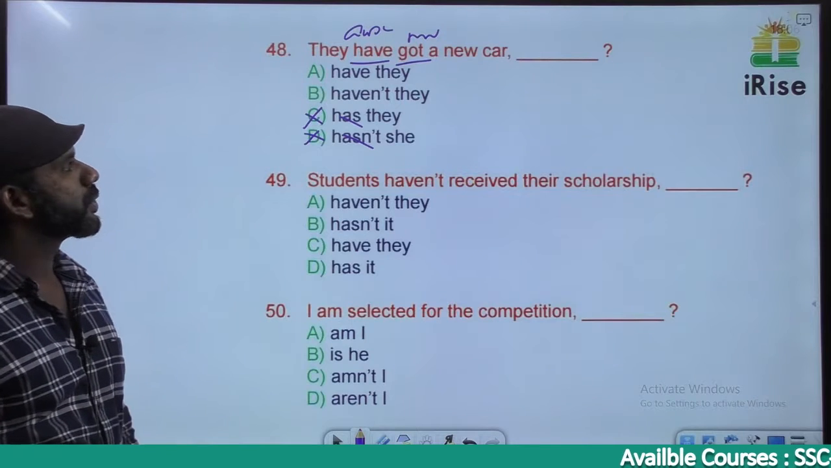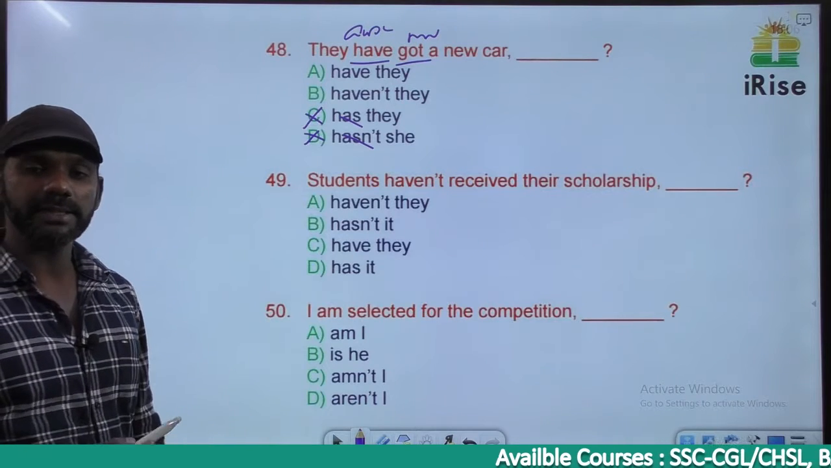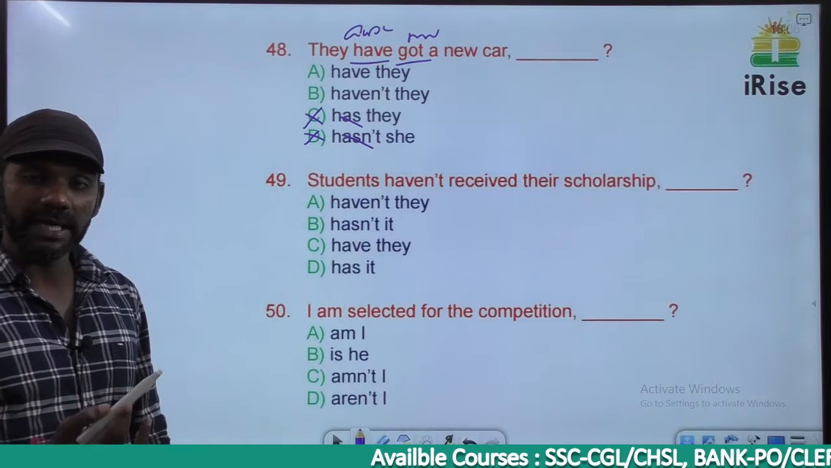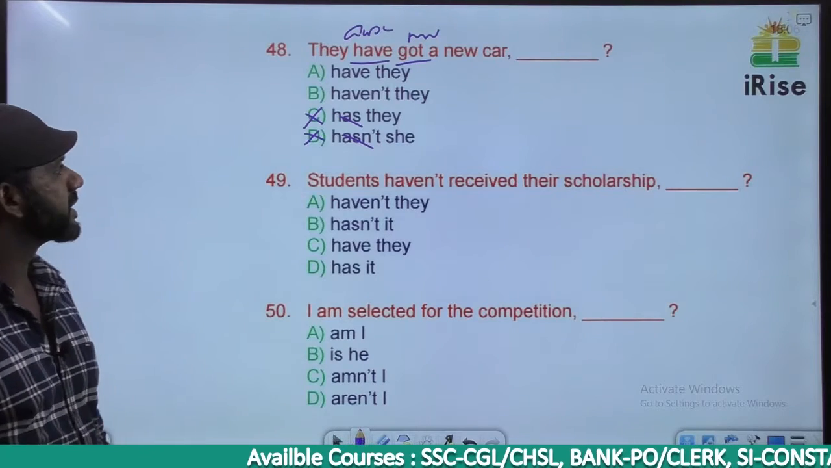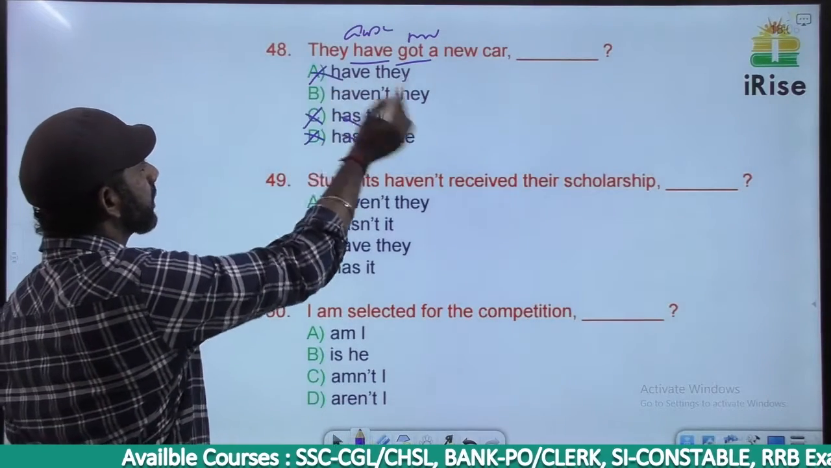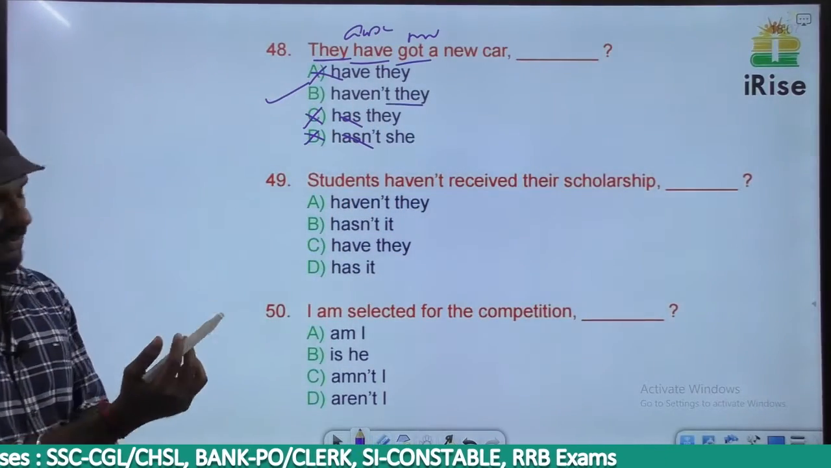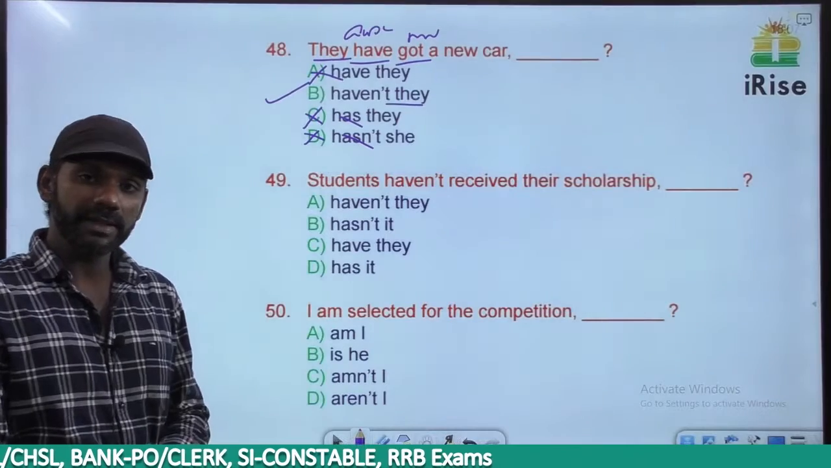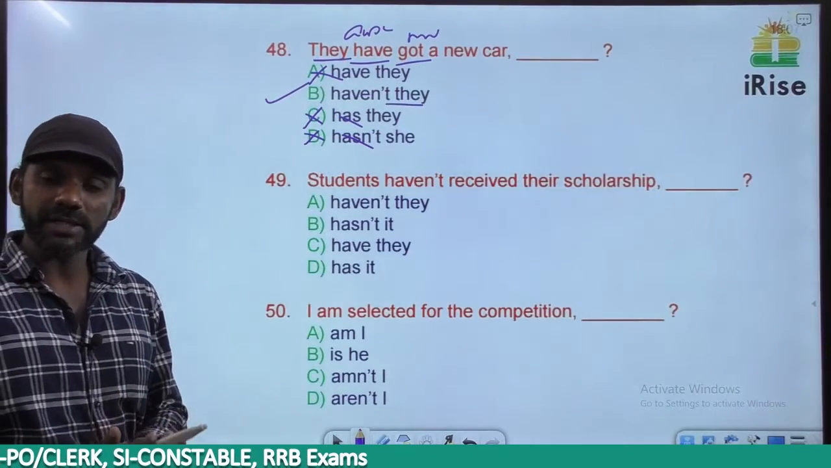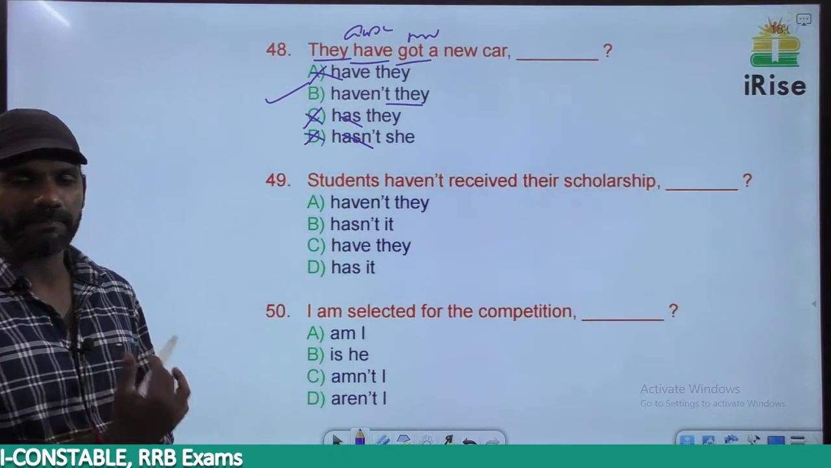They have got a new car. No negative term in the sentence. In the tag, there must be a negative term. Have not, short form is haven't. Based on that, A is gone. The subject here is they, so haven't they. They have got a new car, haven't they? That means, haven't they got a new car? That's the meaning.